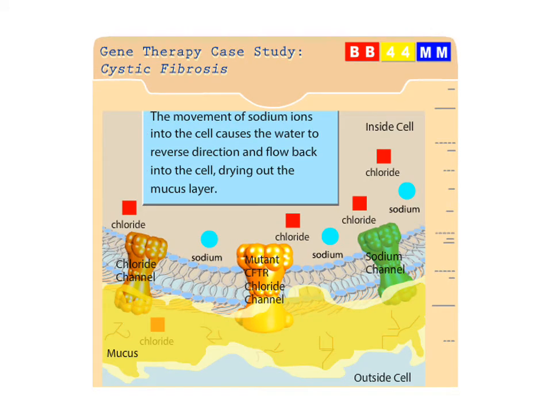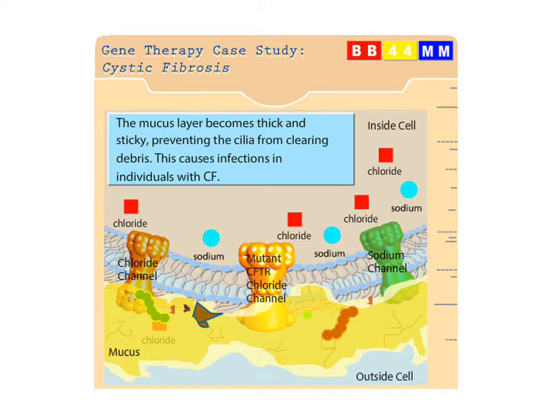So the movement of the sodium ions into the cell causes water to reverse direction. And the water flows back into the cell, which means that mucus layer dries out, and that's shown by that yellow color of the mucus. When the mucus layer is dried out, it's going to become thick and sticky, and it prevents the cilia from clearing debris. And this allows that debris to accumulate and then cause infections in individuals with cystic fibrosis.